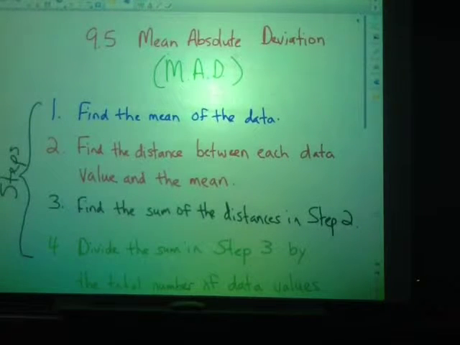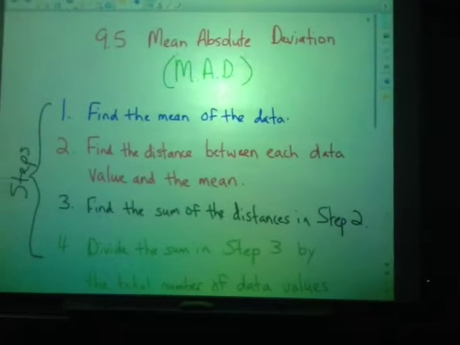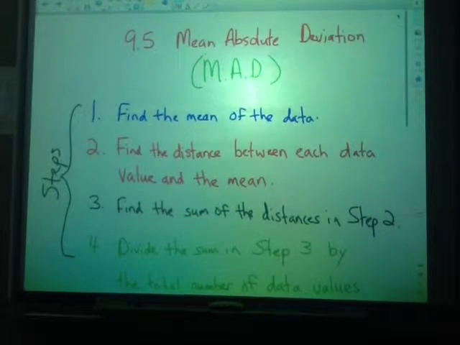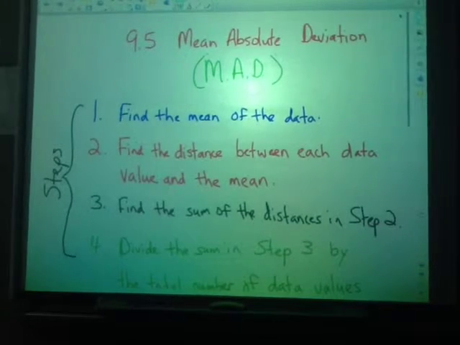I'm going to add those up in step 3, so all those distances from the mean added up from step 2. And then I'm going to go back and divide by 10 again because that's the number of data values I have. So that 4th step, when we divide, we're basically dividing again to figure out how far our data spreads out, okay?